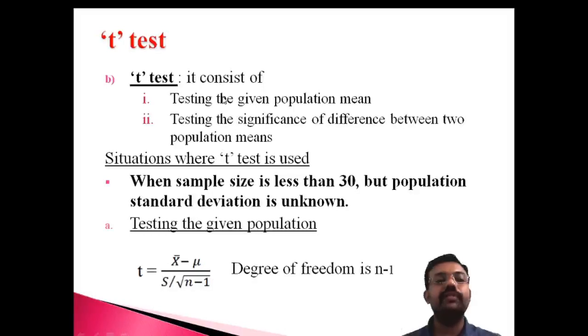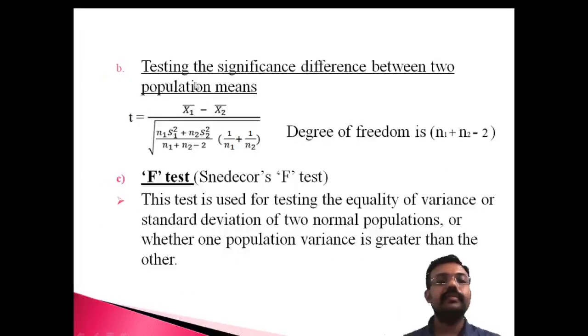And similarly two categories of formula. One is for the one sample mean and the population mean: x bar minus mu divided by S divided by root n minus 1. The change is the root n minus 1. That's the first situation. The n minus 1 is the degree of freedom. And similarly the second situation: x bar 1 minus x bar 2 divided by root of n1 s1 square plus n2 s2 square divided by n1 plus n2 minus 2, into 1 by n1 plus 1 by n2, all within the root. So that is the significant difference test. And here the degree of freedom is n1 plus n2 minus 2.